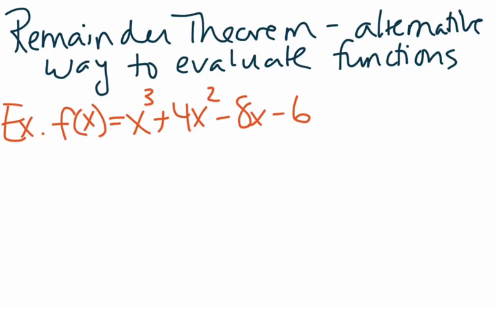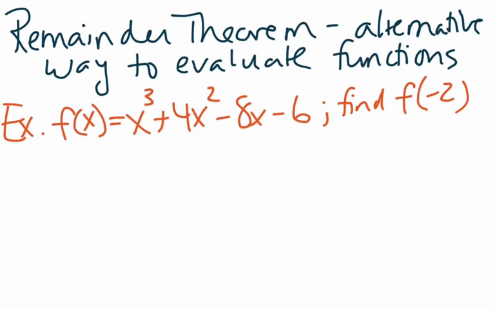So example. f of x is equal to x to the third plus 4x squared minus 8x minus 6. You are being asked to find f of negative 2. So I'll let you kind of process that for a moment. Here's f of x, find f of negative 2.